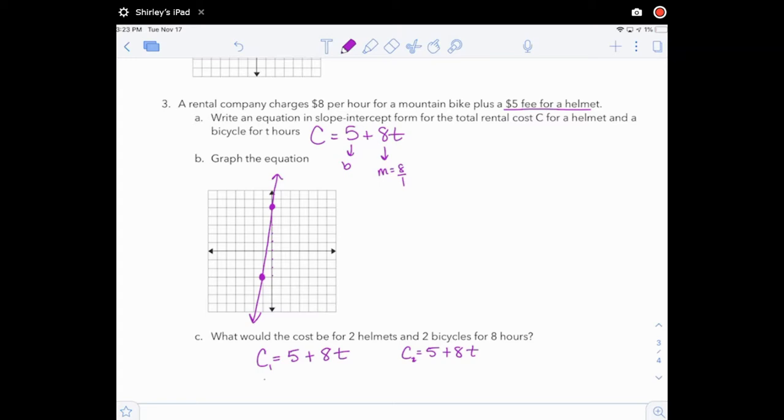2 helmets, $5 a helmet plus 8 times 8. And I'm just going to calculate it again. You're going to notice it's the same thing. So over here, we have 64 plus 5, $69. So your total cost, $69 per bike times 2 bikes, is $138.